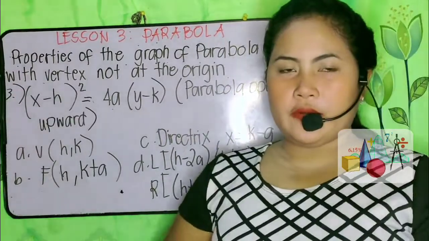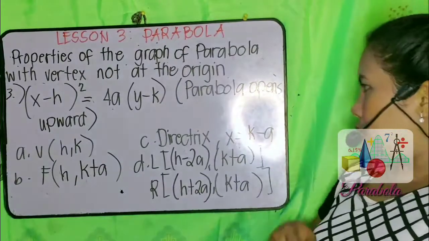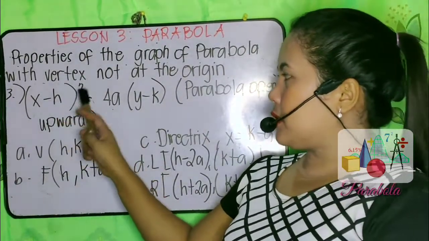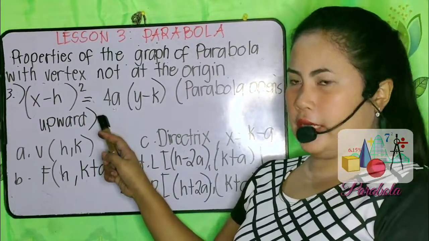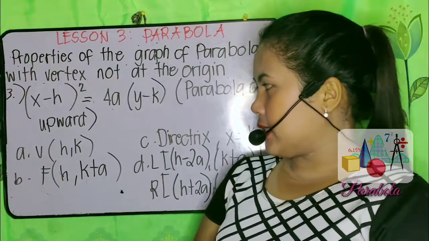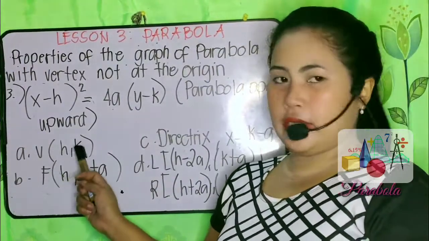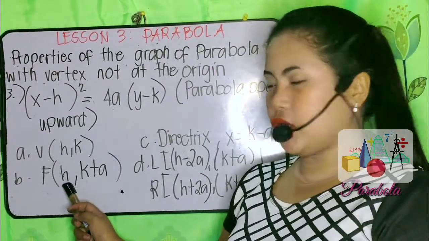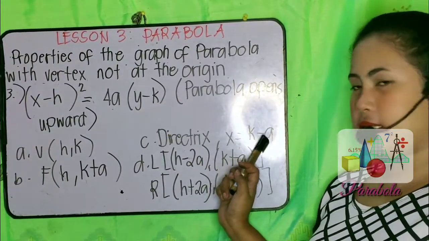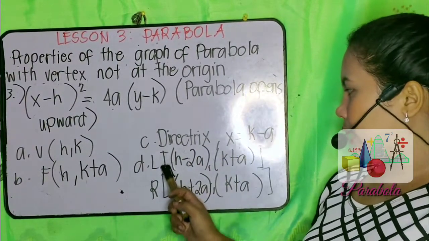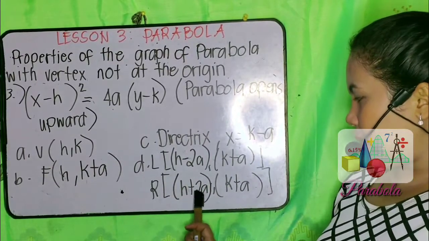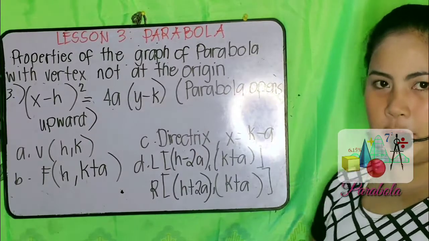For our third property, if the parabola opens upward, the equation is x minus h squared equals positive 4a times the quantity y minus k. The vertex is (h, k). The focus is (h, k plus a). The directrix is y equals k minus a. For the latus rectum, we have (h minus 2a, k plus a) and (h plus 2a, k plus a).